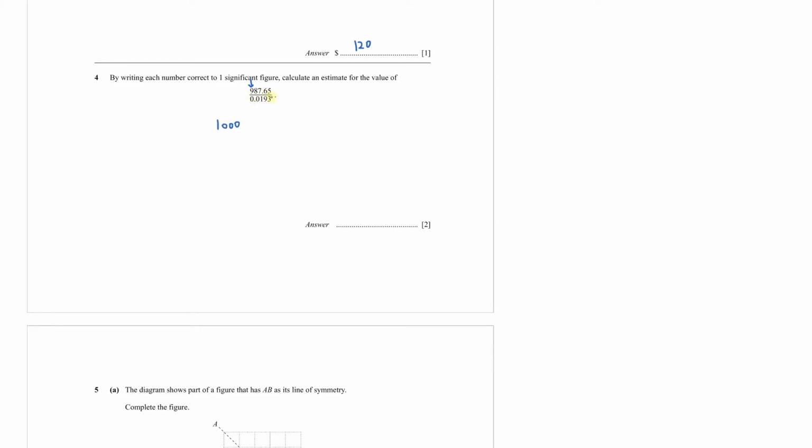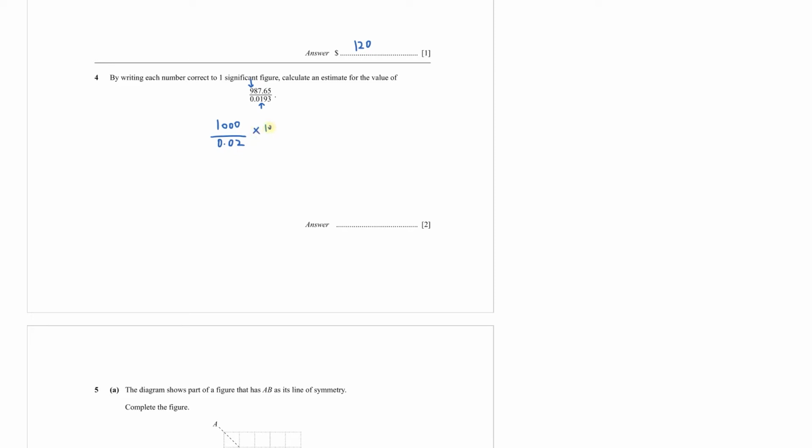987.65 written correct to one significant figure will be 1000. And in the denominator, if you start looking from the left side, this 1 is the first non-zero value, and the next number is greater than or equal to 5, which is 9 here. So I will round this 1 up to 2, so I will get 0.02.